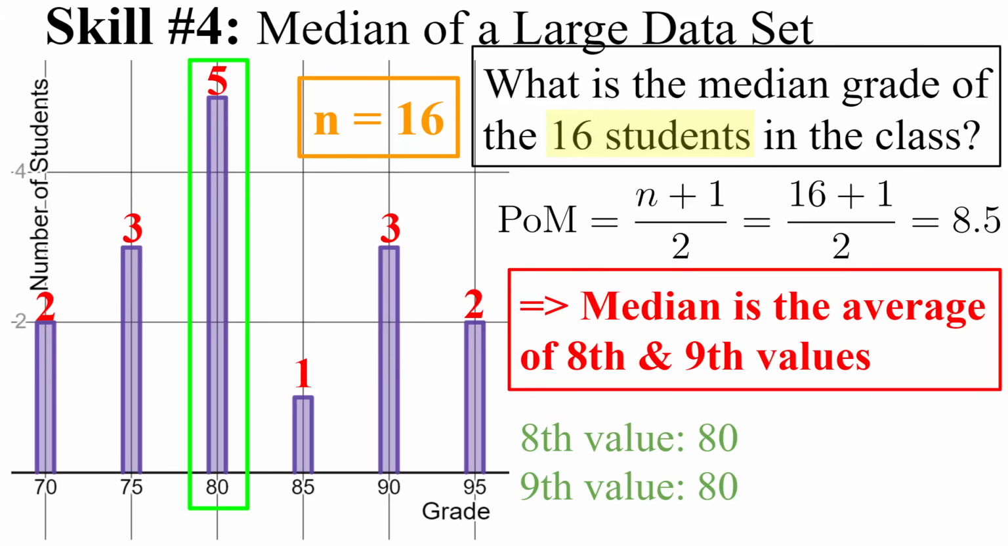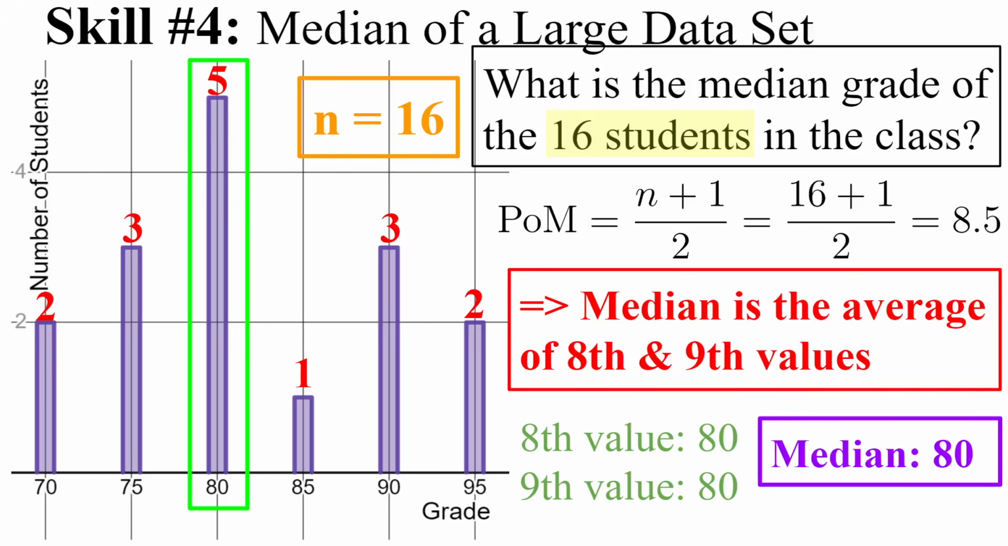And we kind of got lucky. The average of two identical numbers is just that number. So the median is just 80. So you'll notice for even data sets, when you see these on the SAT, a lot of times they'll both happen to be in the same bar and you won't have to do any work.